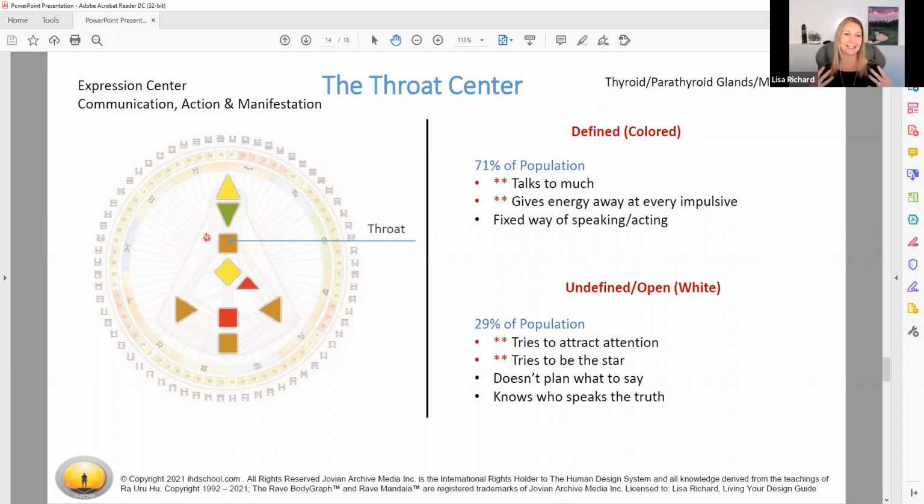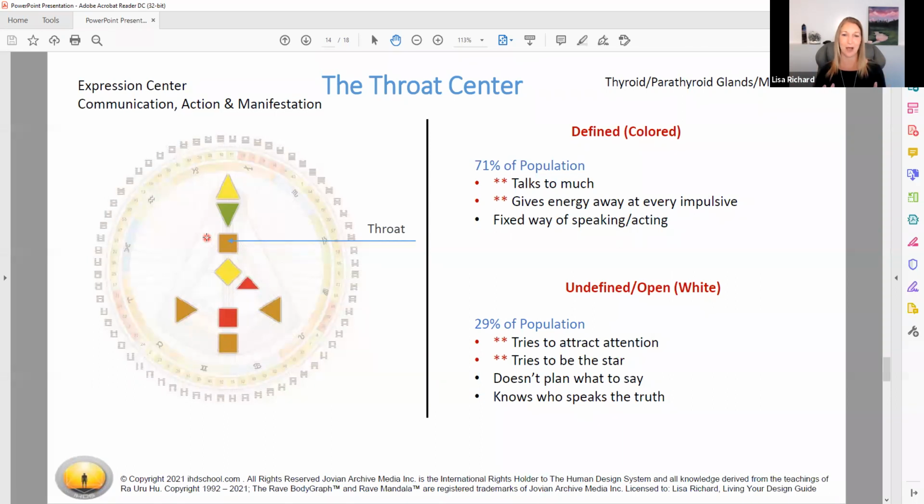So again, it's not to judge it, it's just to be aware that on an energetic level, this is what's happening in your body. Now, you're also going to have a very fixed way of speaking and a very fixed way of acting. So these are things about yourself that others can recognize, things that you're probably recognizing within you. It's a constant energy source for you.